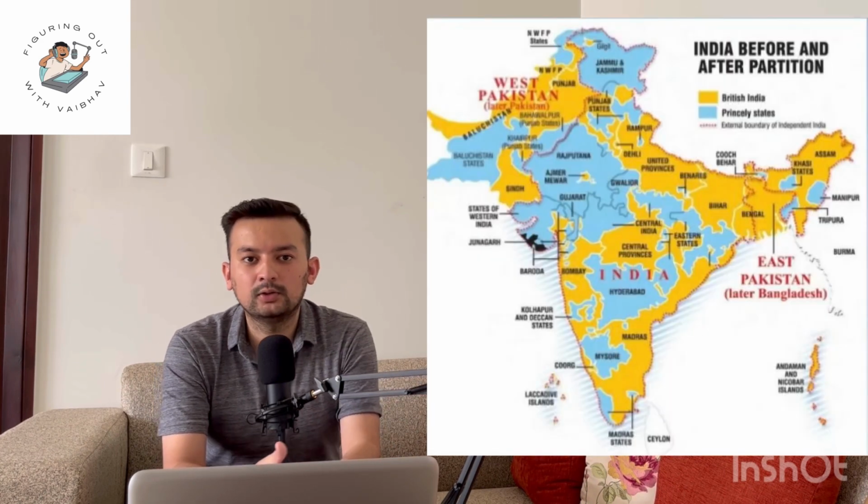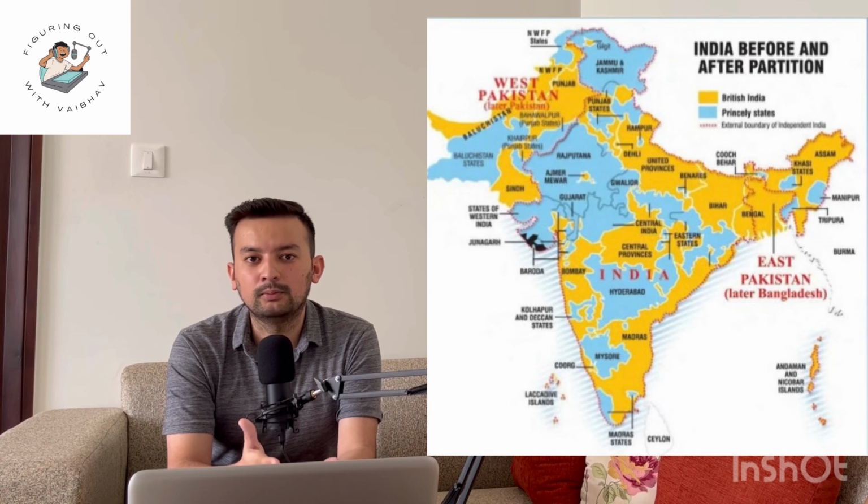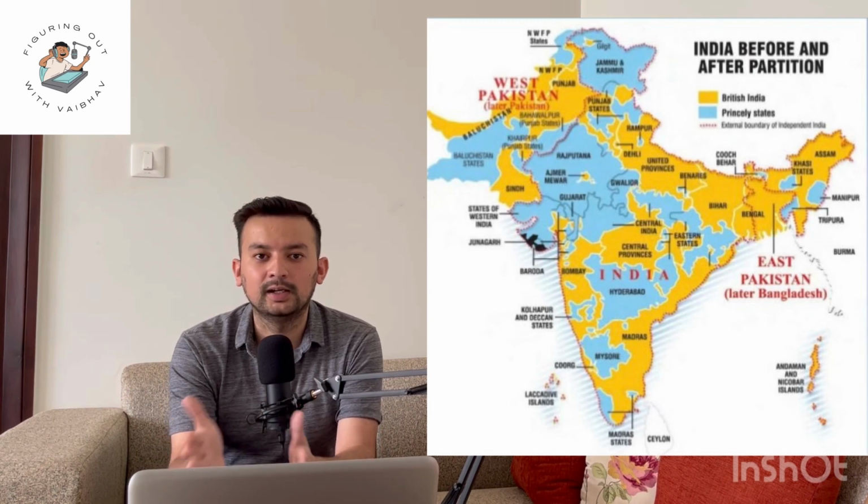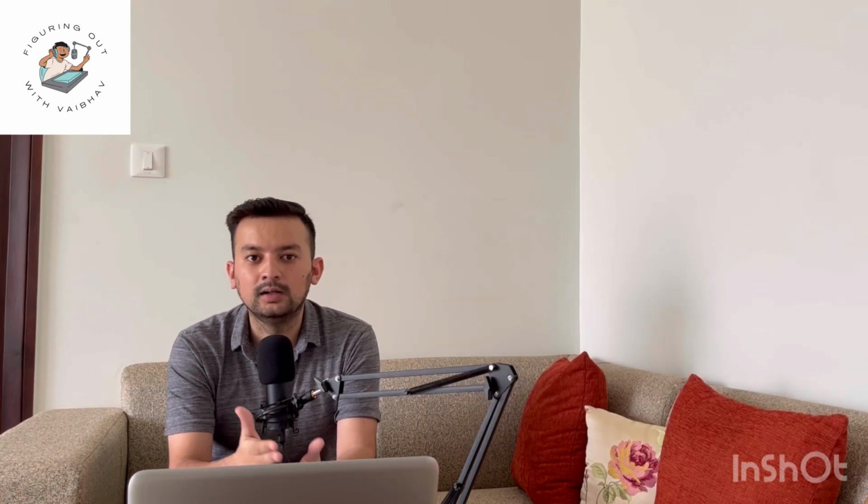So why is the state of J&K so important for both India and Pakistan? If you can look at the map on the screen, you can clearly see that the state of Jammu and Kashmir is the one that divides India and Pakistan. So it's right in the middle. So, naturally it becomes important from a security standpoint.